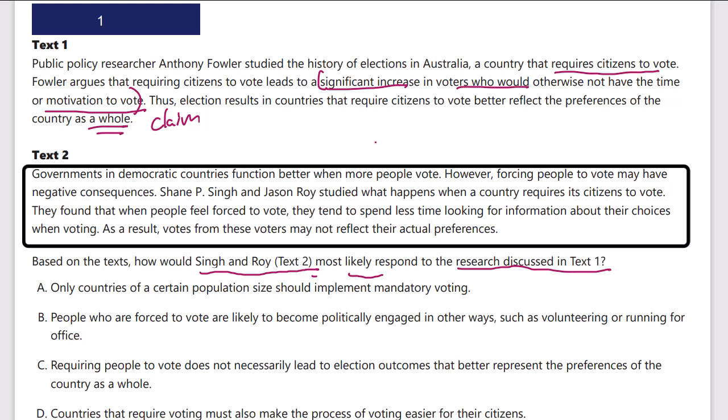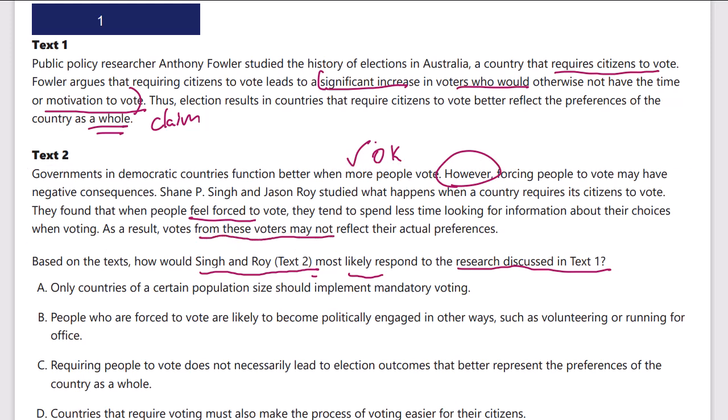Governments of democratic countries function better when more people vote. Okay, this is an agreement so far. Okay, we agree. However, forcing people to vote may have negative consequences. Singh and Roy studied what happens when a country requires its citizens to vote. They found that when people feel forced to vote, they tend to spend less time looking for information about their choices when voting. As a result, votes from these voters may not reflect their actual preferences. Okay, so what would the authors of text 2 say about 1?